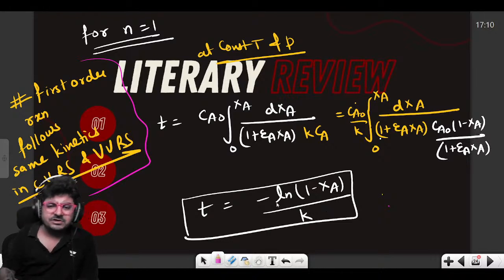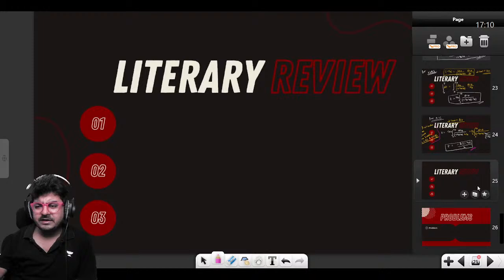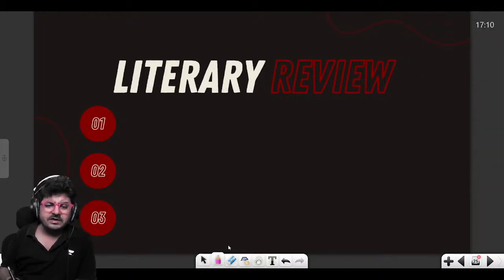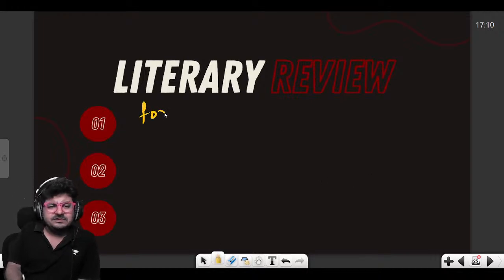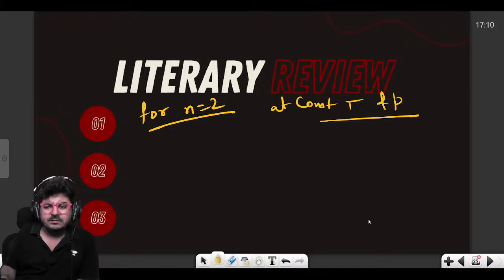This is the kinetic equation for VVRS for first order reaction. Okay, in the same way अगर आप देखोगे second order reaction के लिए या थर्ड ऑर्डर रिएक्शन या जीरोथ ऑर्डर के लिए, तो वो भी आप लोग कर सकते हैं. तो जैसे अगर मैं सेकंड ऑर्डर रिएक्शन के लिए देखता हूँ एट कांस्टेंट टेम्परेचर एंड प्रेशर, तो वो मैं लिख देता हूँ, बाकी आप लोग देख सकते हो खुद से.